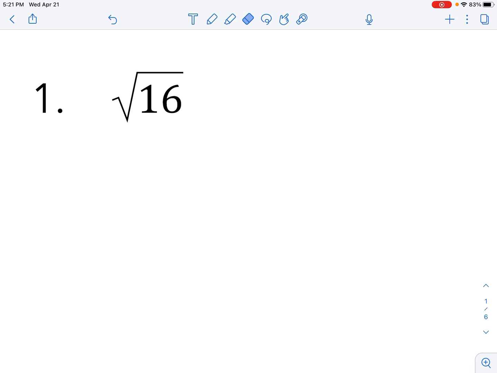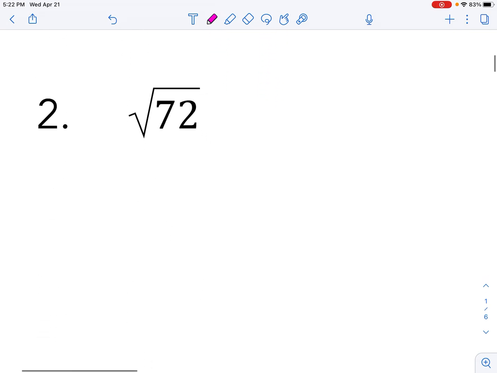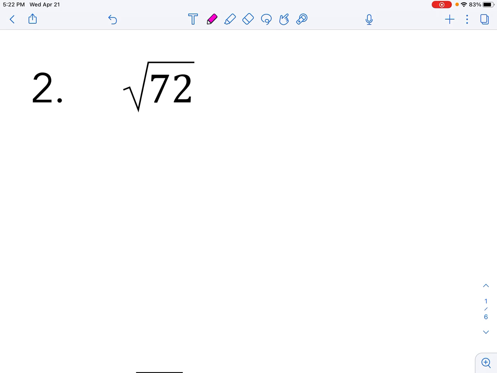Number 1, it's the square root of 16. Well, if you've written all the perfect squares at the top of your page, you will see that 16 is a perfect square. So I can actually just go right away by saying that this is going to equal 4. The square root of 16 is 4. Let's move on. Number 2, we've got 72.